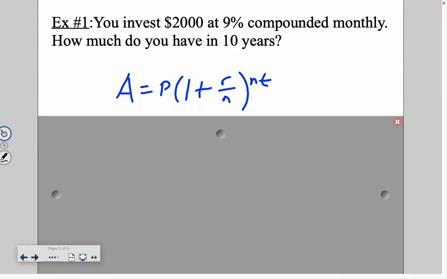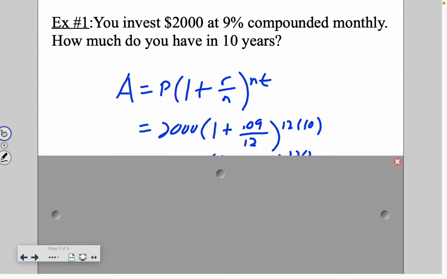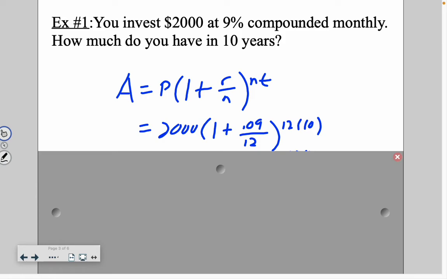Just a quick reminder as well: the reason why you divide the interest rate by the number of times you're compounding is because that 9% is over the course of a year. So at the end of the first month, you only get 1/12 of that 9%. End of the second month, you get another 1/12 and another 1/12. That's why you're dividing it by 12. And then T in this case is 10 years. So when we plug all that in, it should look like that. There's what we have, just taking the numbers from the problem and plugging them into the right spots.